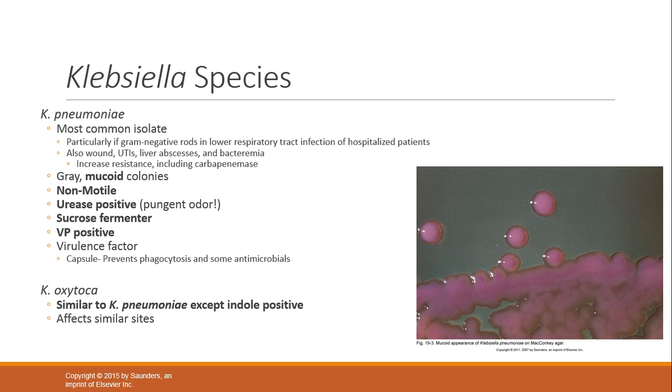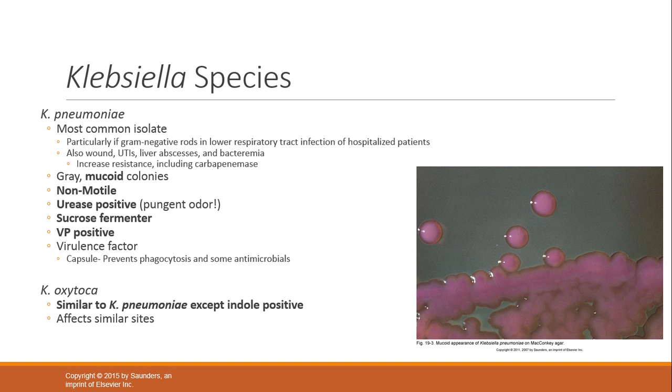On MacConkey agar it's non-motile. Very few Enterobacteriaceae are non-motile. So if we see non-motile in a test question, we want to think of this organism along with 2 other organisms. It's urease positive, so it creates ammonia byproduct, which is a very stinky, pungent odor. It's a sucrose fermenter, so that's going to help us in a bit.